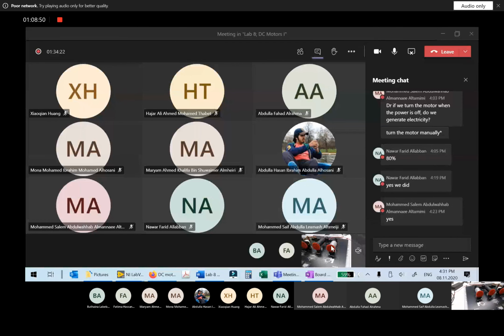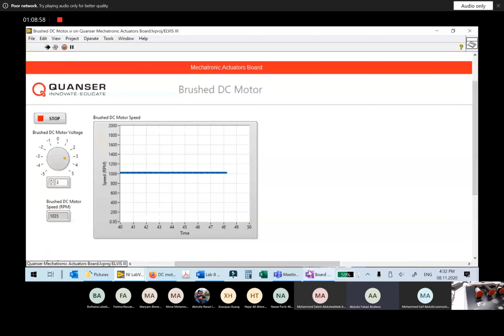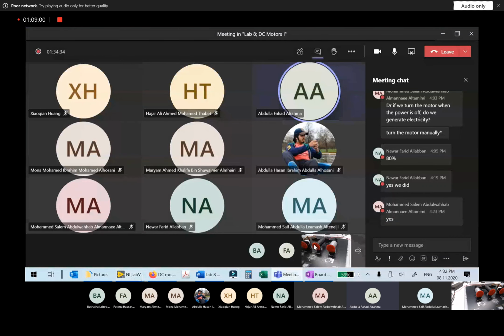Okay, is the image clear? Can you see at least like the motor is rotating? No. Not clear, huh? Not clear.